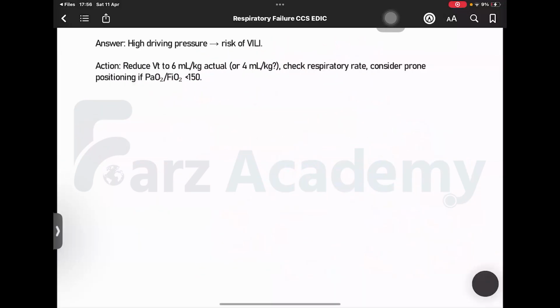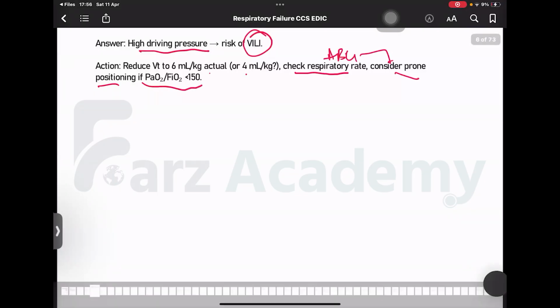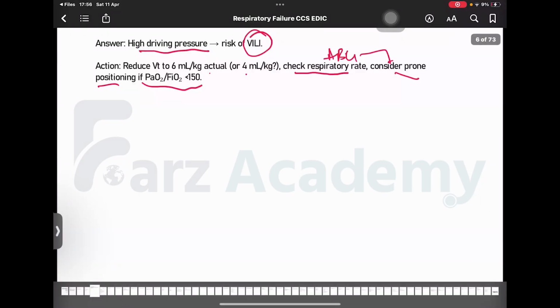So this patient is at a high risk of volume induced lung injury because of the high driving pressures. The target, we can reduce down to 4 ml per kg, and check the respiratory rate as far as the ABG is concerned. Then we can consider prone ventilation if the PF ratio is less than 150. This was just a brief introduction as to how to approach, and you have excellently managed the best approach that we can have, and this is how every candidate should answer.